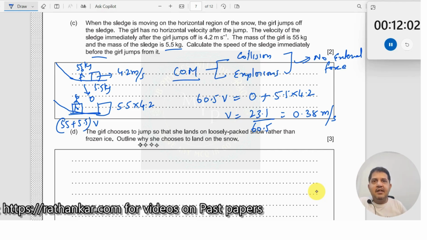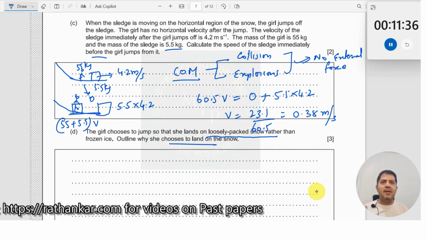Then the girl chooses to jump so that she lands on the loosely packed snow rather than on frozen ice. Why does she choose to land on the snow? What is the reason for it? See, generally when we are moving and we want to jump from a cycle or something like this, we look at the sand instead of a rock. What's the reason? A rock is nothing but like ice. Ice is very hard, and snow is like sand.